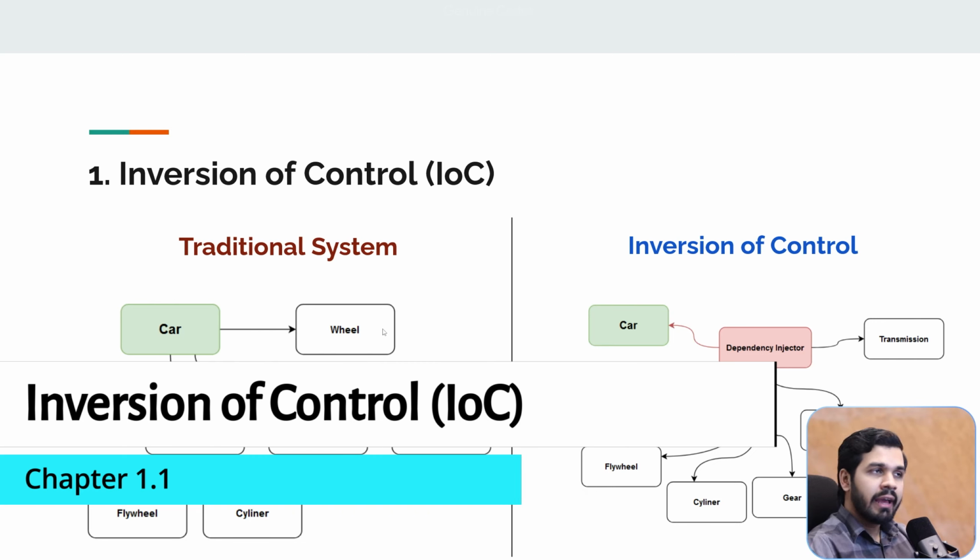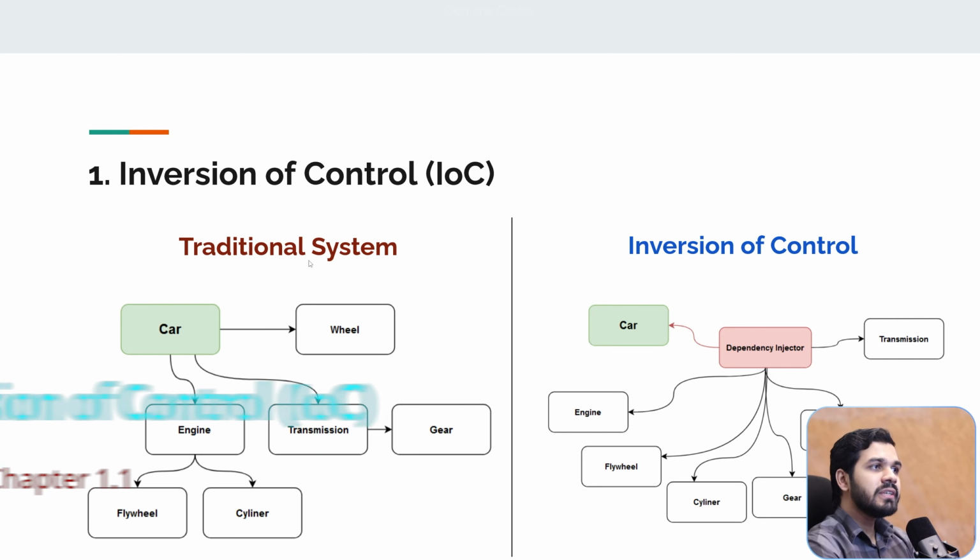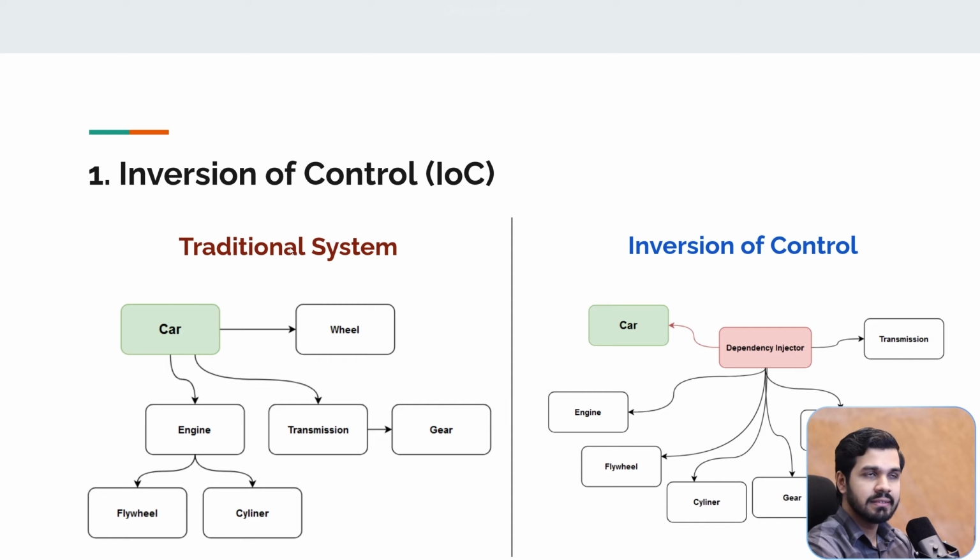I have prepared 2 diagrams for you, and in the left side you can see the traditional system, and in the right section you can see the inversion of control concept. So let us consider the example of making a car or building a car. So when you build a car, let's say we are programmatically building a car, and the car requires a wheel class or wheel service, whatever it is, and a car has an engine, right? And the engine requires a flywheel and a cylinder, and car has transmission, and transmission has a gear system. So this is just a traditional.